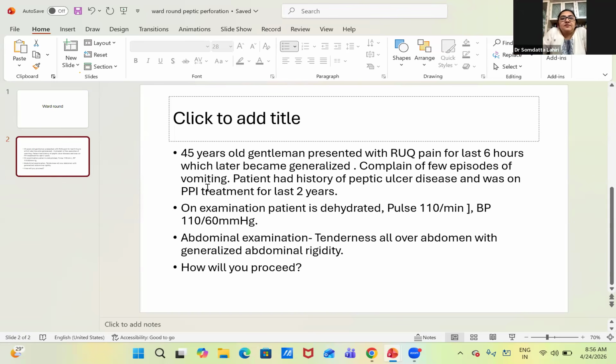So what are the steps of exploratory laparotomy? How will you do it, if you're doing open surgery? First general anesthesia, then supine position, ASD, mid chest to mid thigh, draping the patient, and midline incision, skin, subcutaneous tissue. It's okay, midline incision. You have opened the abdomen.